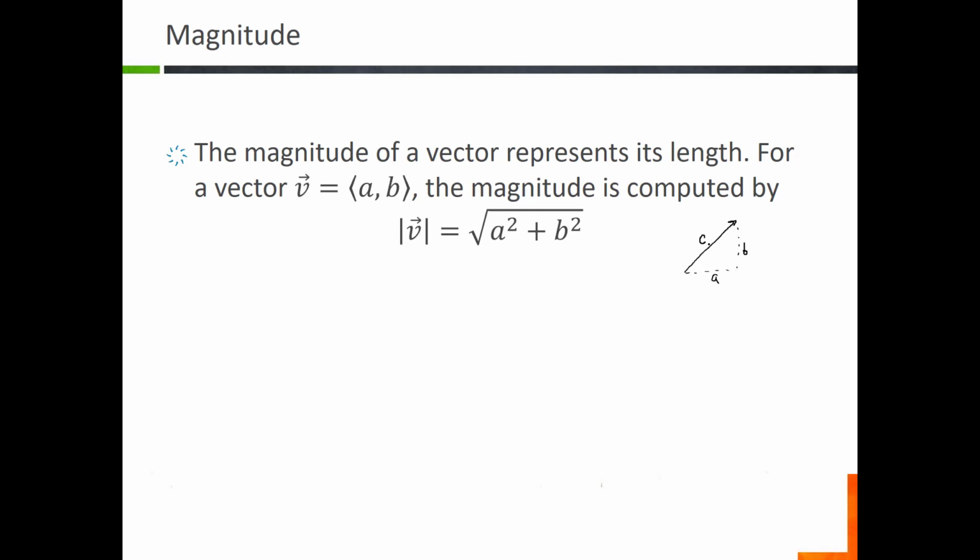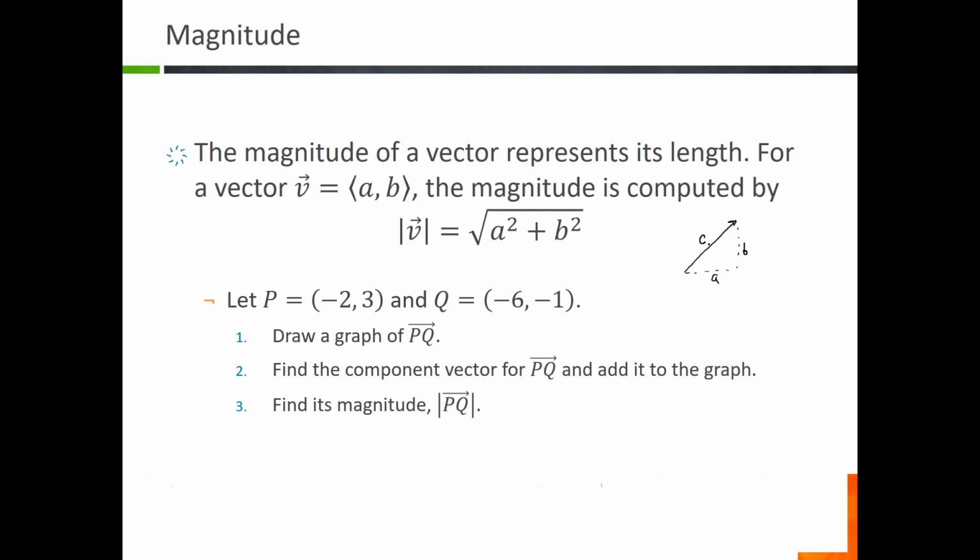Okay, so let's look at an example. Say we have two points, we'll call them point P and point Q. P is at the coordinates -2, 3, and Q is at the coordinates -6, -1. What we want to do is draw a graph of the vector PQ, and notice how I labeled that. It's P then Q, and the arrow draws from P towards Q. That means that P is the initial point and Q is the terminal point.